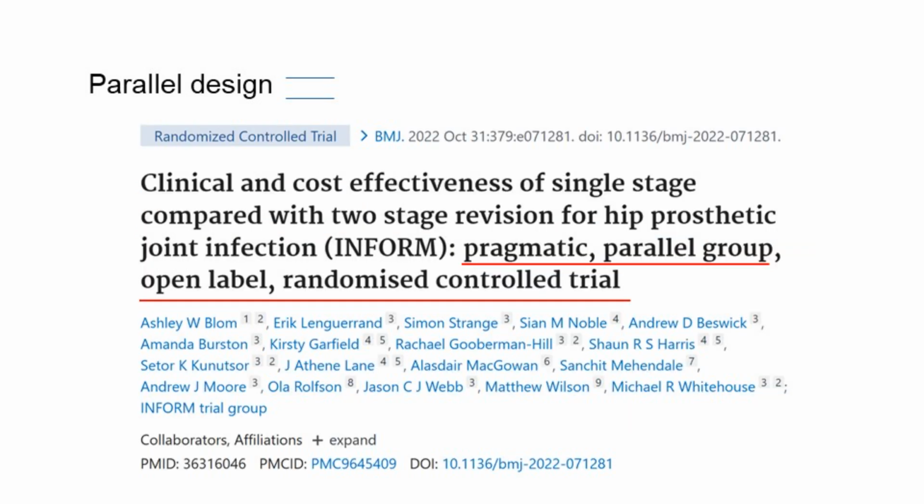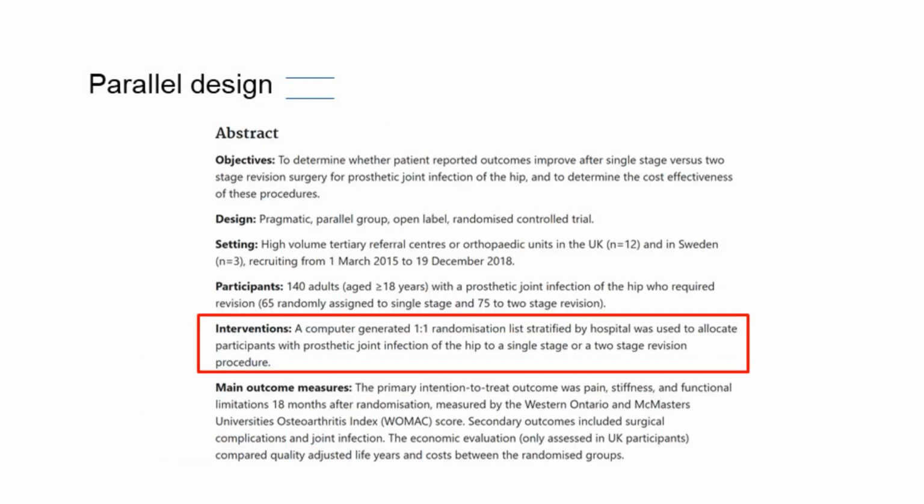A study from BMJ. Right in the title, it says the pragmatic, parallel group, open-label, randomized controlled trial. Patients with computer-generated sequences were equally randomized after hospital stratification to those who would go through single or two-stage revision procedures.